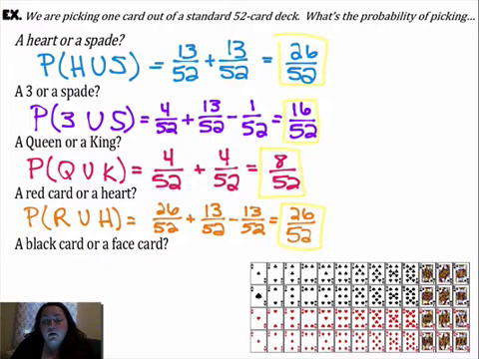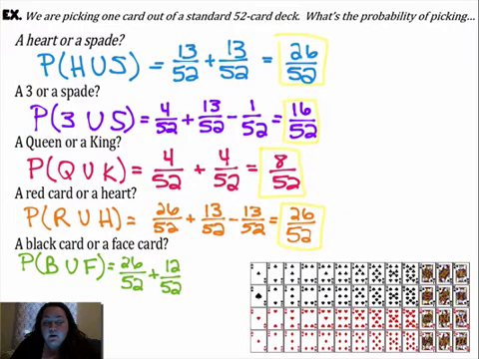A black card or a face card. Well, I have 26 black cards. I have 12 face cards. And I have 6 face cards that are black. So that gives me a probability of 32 out of 52.